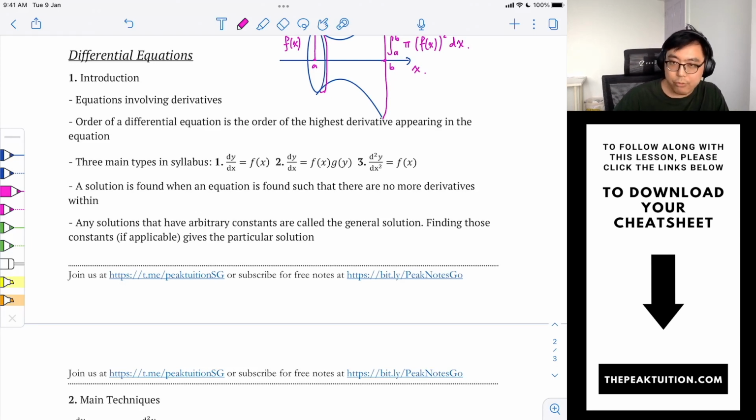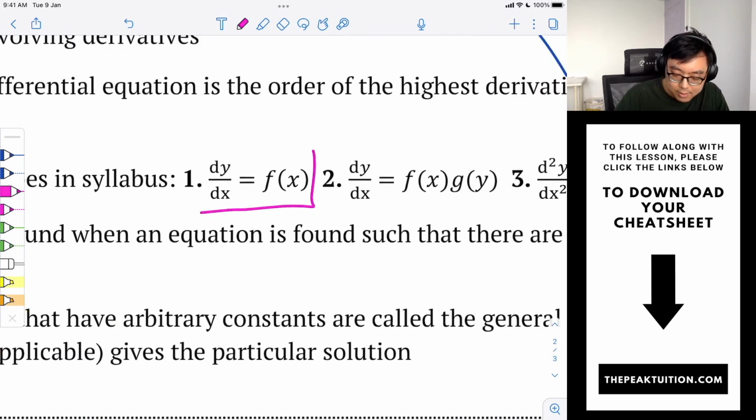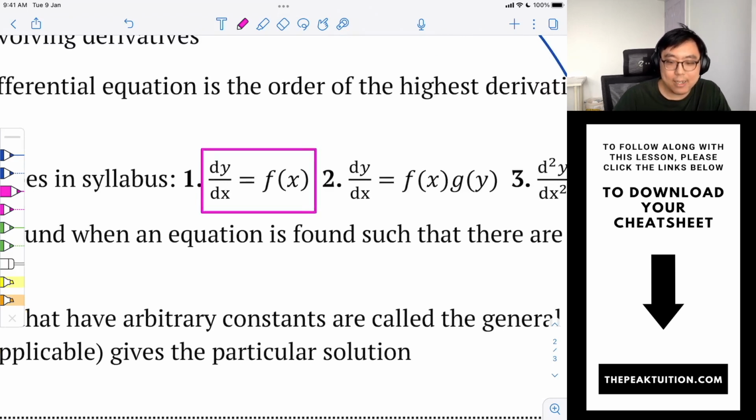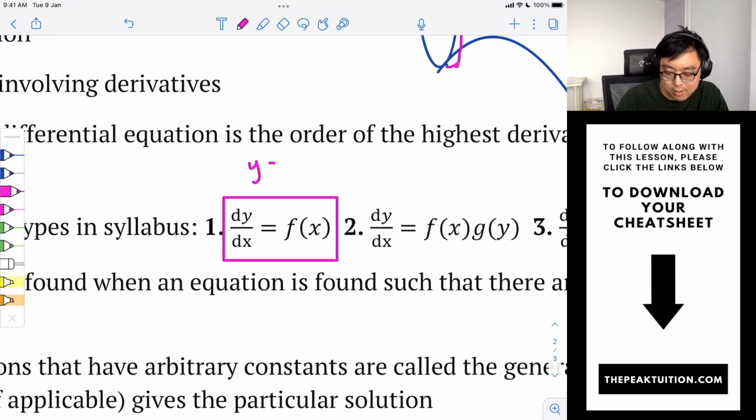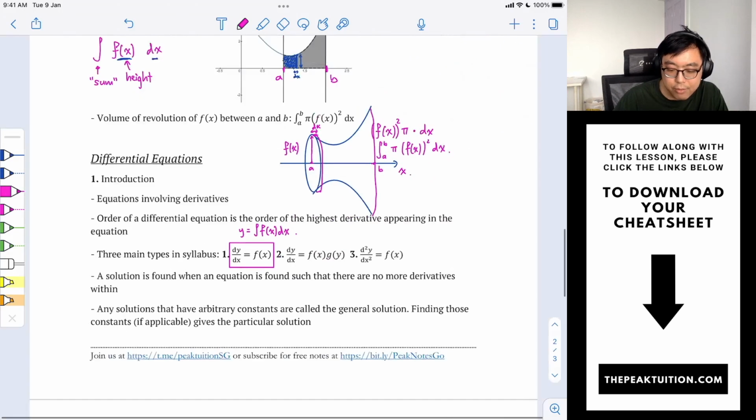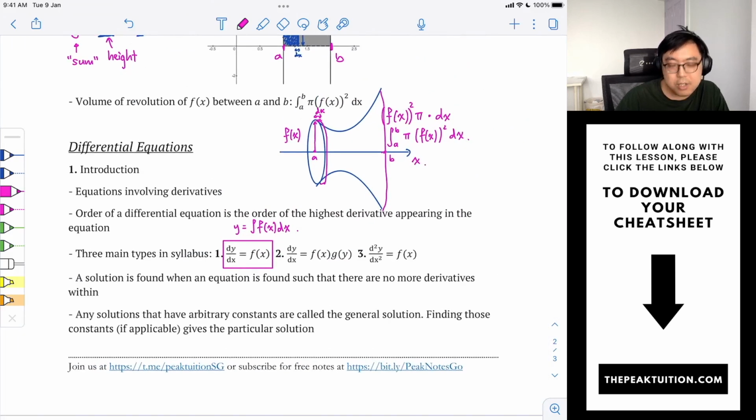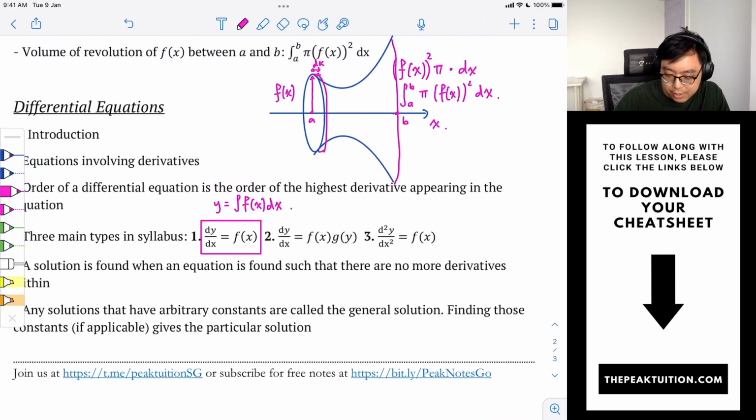The most straightforward differential equation is simply this type: dy/dx equals this function f(x). Then what's your y? Your y is just the integral of f(x). This just reverses your differentiation. So this is the simplest type of differential equation that you will encounter. It's basically integration.